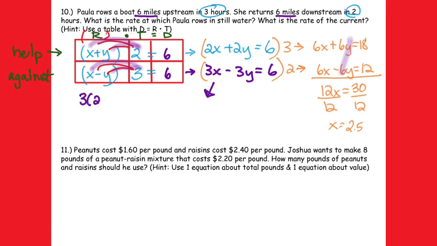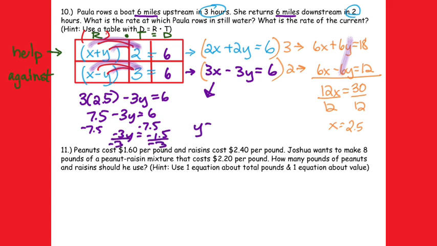And then we could solve for the current, substituting back in the x value to solve for the y. And we find that the current in this case is 0.5 miles per hour, which makes sense. Because if you take Paula and give her the help of 0.5 miles per hour, her speed would increase to 3 miles per hour, which means it would only take her 2 hours to row that 6.